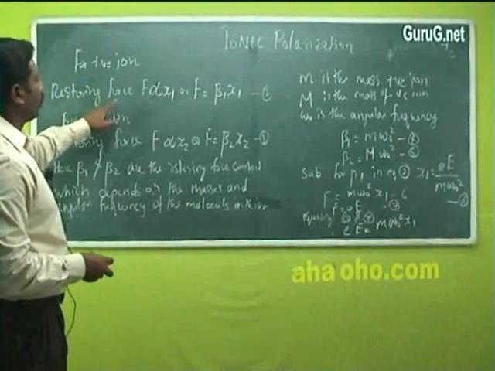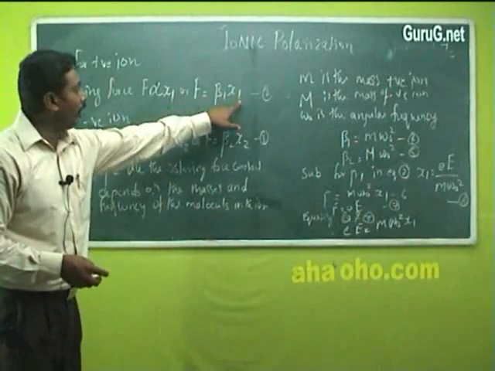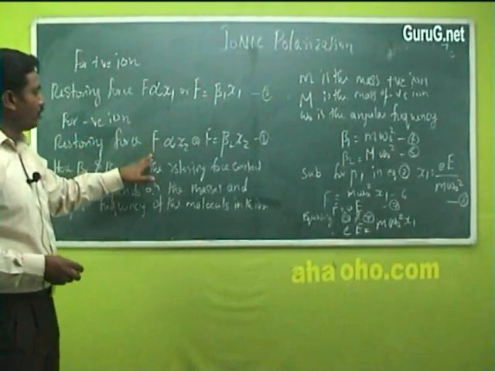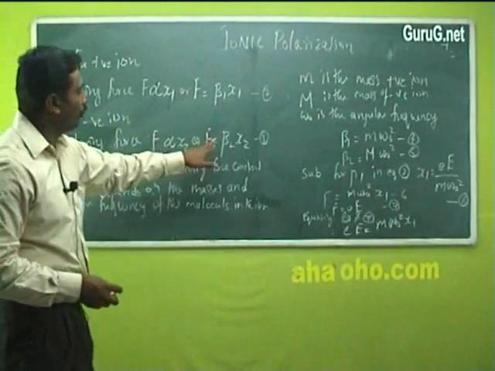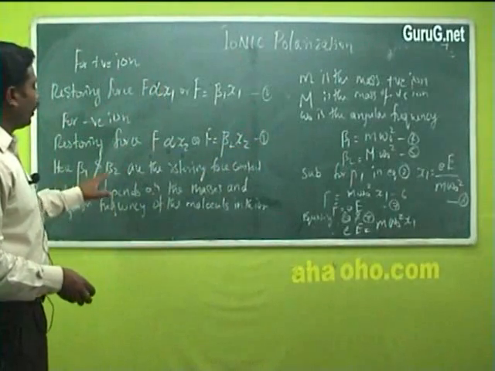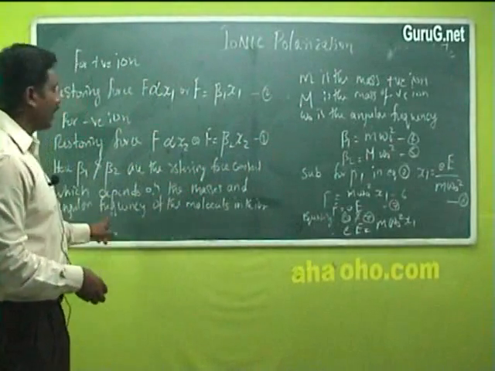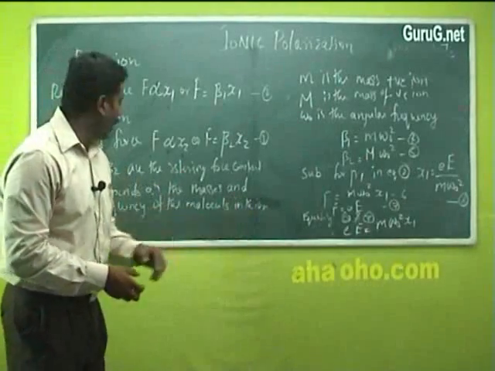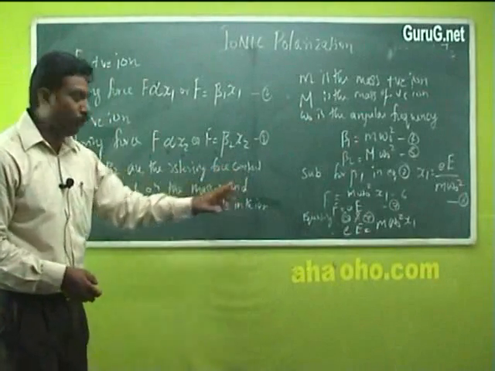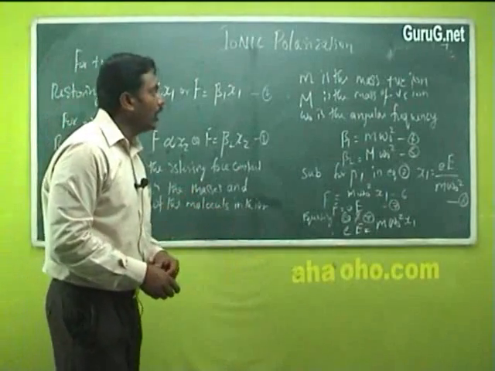For the positive ion, the restoring force F is directly proportional to x1, or F is equal to beta 1 into x1. Put this as equation 2. For the negative ion, the restoring force F is proportional to x2, or F is equal to beta 2 x2. Put this as equation number 3. Here beta 1 and beta 2 are the restoring force constants, which depend on the masses and the angular frequency of the molecules in the ion.